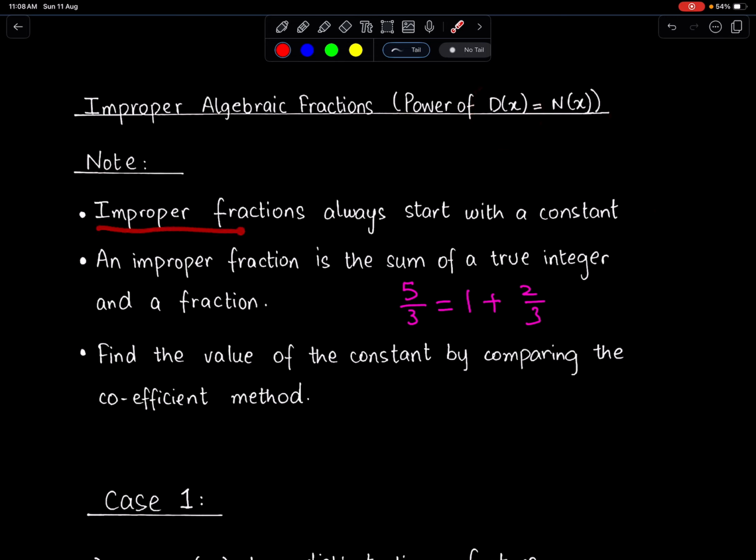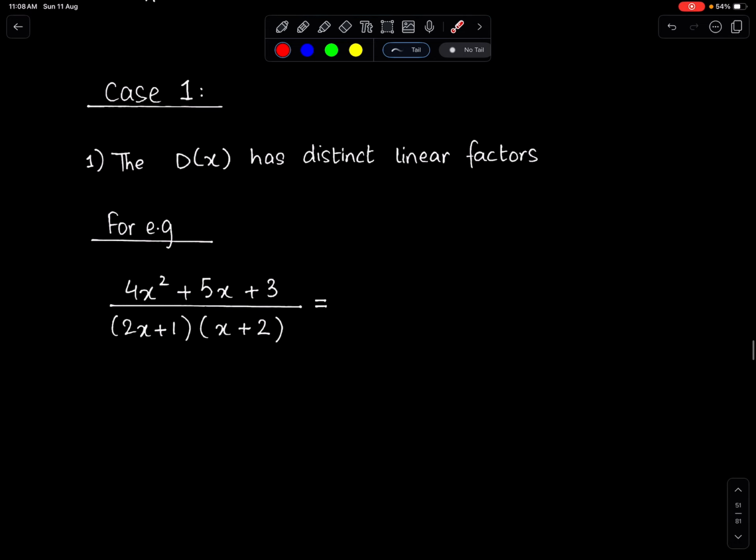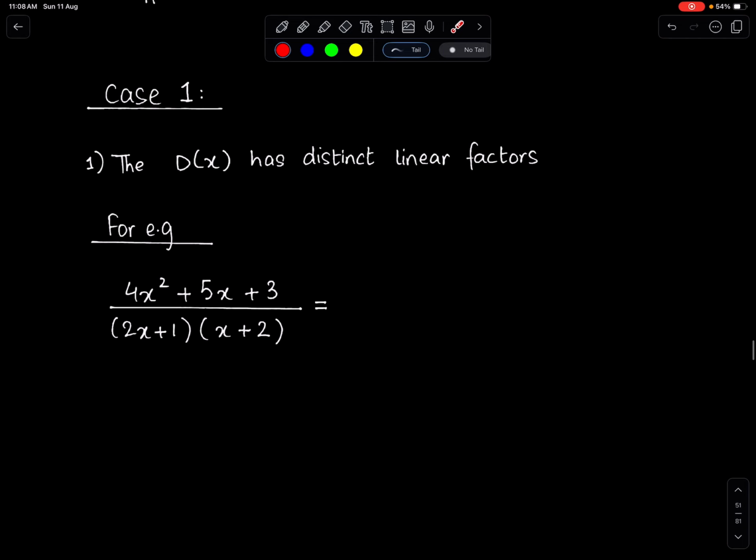Note, improper fractions always start with a constant. An improper fraction is the sum of a true integer and a fraction. And we find the value of this constant by the comparing coefficients method. There are three cases in improper fractions.